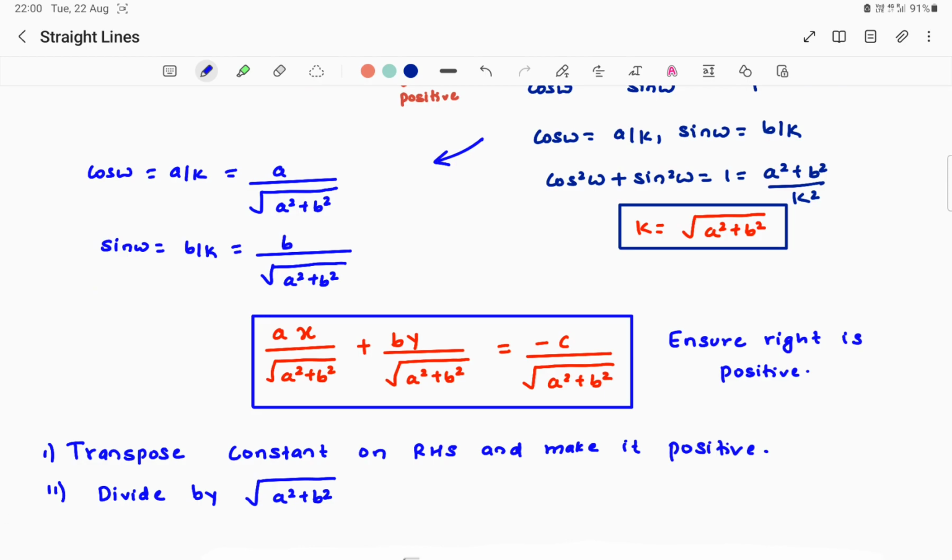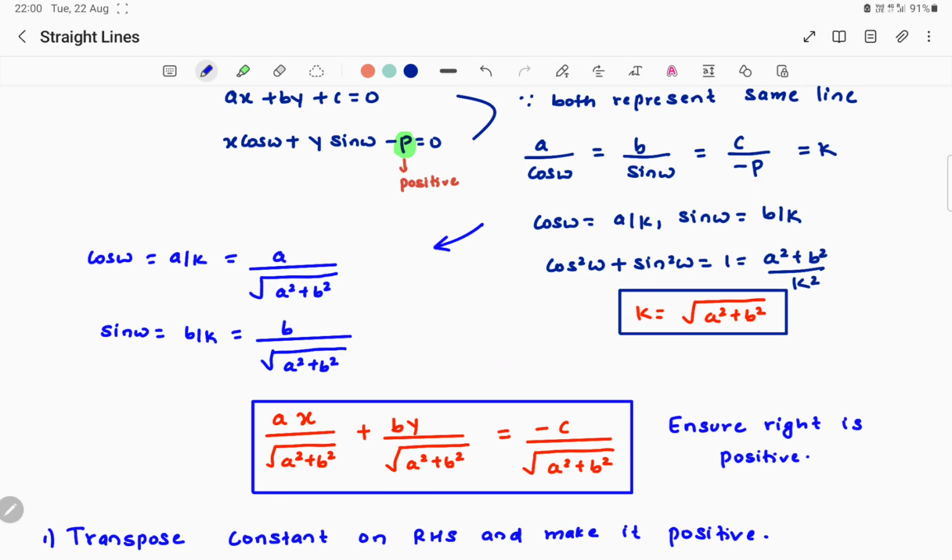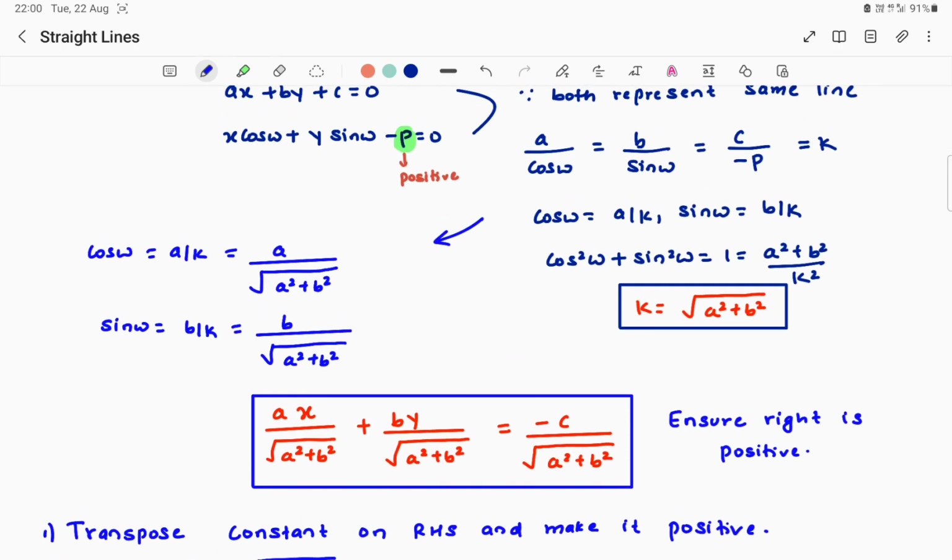So the thing is, for one line, two equations will not come, isn't it? So either we have to take plus or we have to take minus. For that, the logic we are giving here is that when you write x cos omega plus y sin omega is equal to p, this p is a positive quantity, isn't it? So if you want to convert the equation into x cos omega plus y sin omega equal to p, you send the constant on the right hand side and ensure that the quantity is positive.